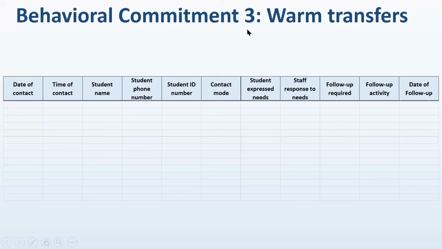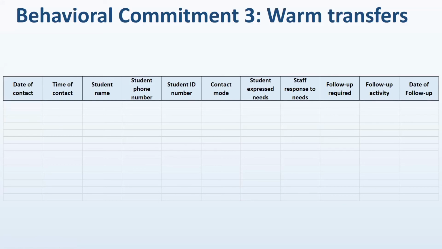We include the student's name and the student's phone number, as well as their ID number. And of course, you want to have the date of the contact and the time of the contact. You want to know the contact mode. Was this an email, a phone number? Was it a text message? Did the student express any needs, and how did you respond to those needs?